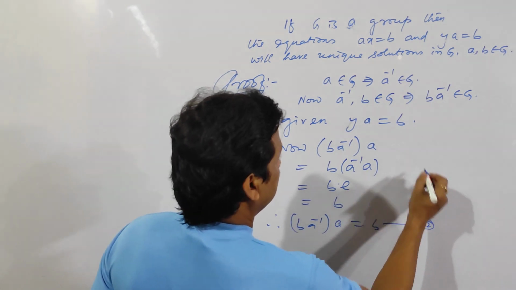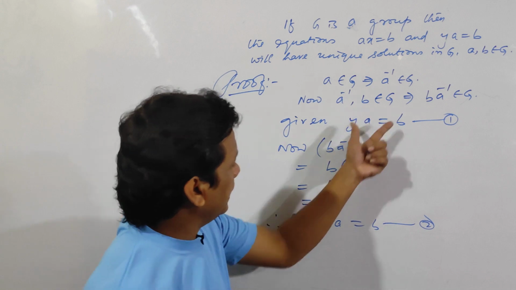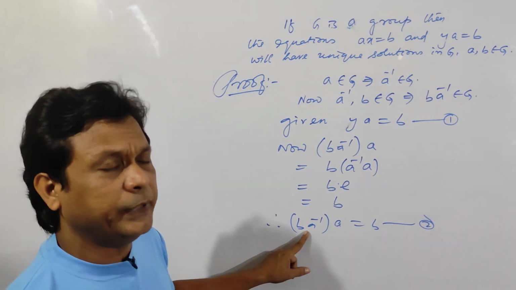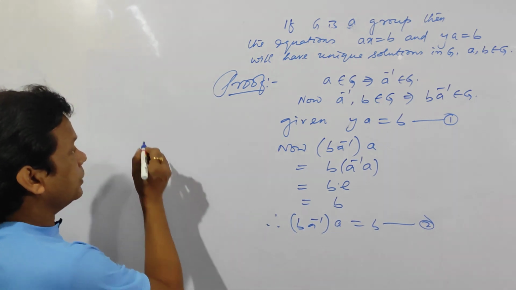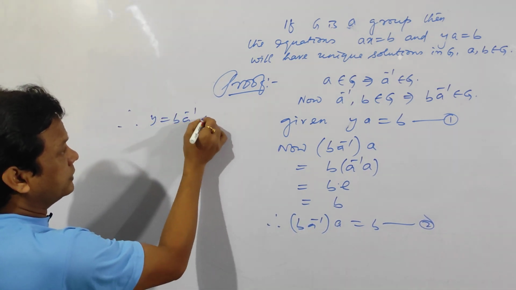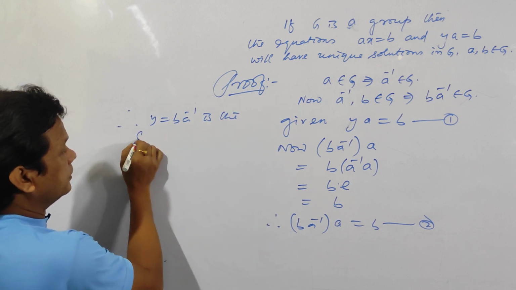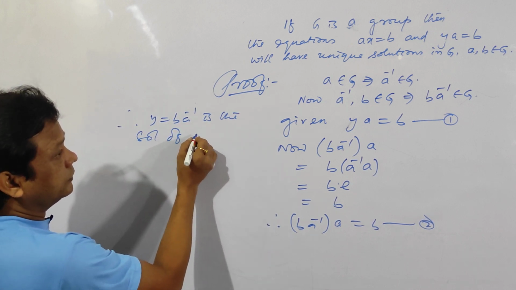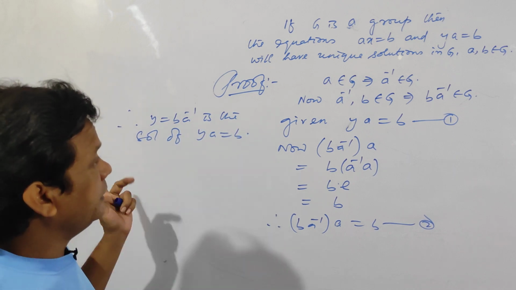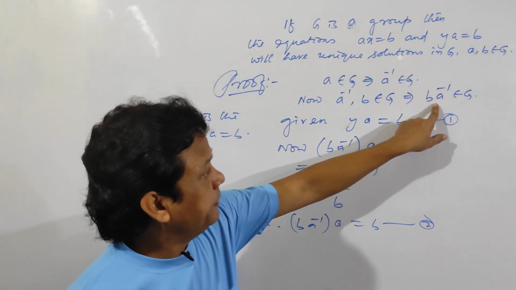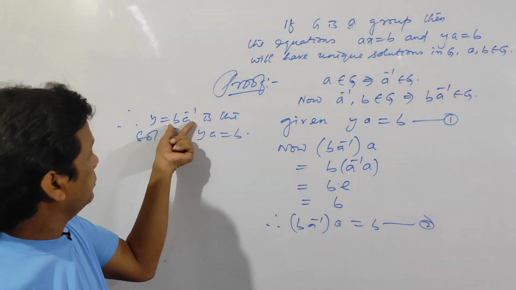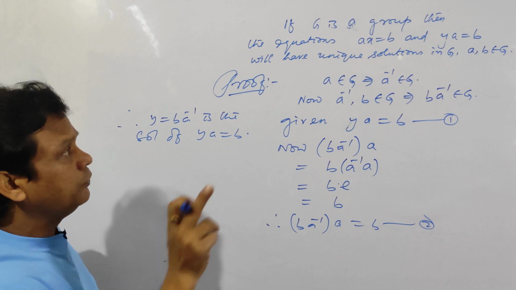This is equation 2 and this is equation 1. So comparing 1 and 2 we get B is there, A is there. So in place of Y I have written B into A inverse. Clear? So therefore Y is equal to B into A inverse is the solution of YA is equal to B. Clear? Now very interesting thing is that already I have shown that B into A inverse belongs to G, and I have got the solution as B into A inverse. Now you are proving uniqueness.